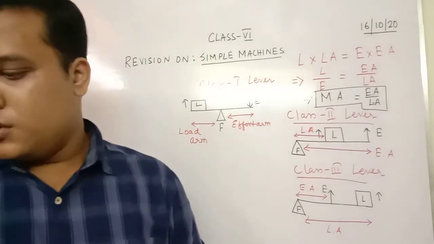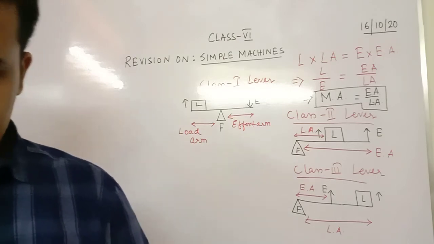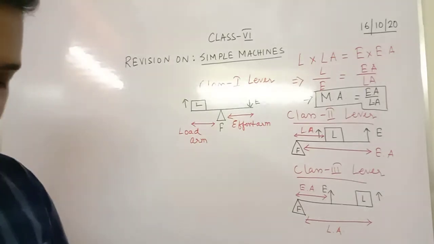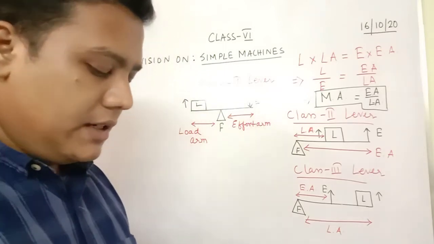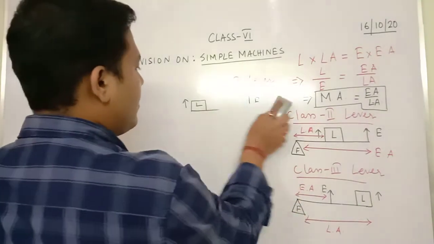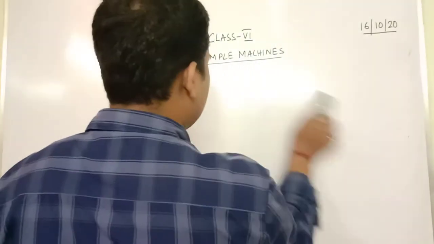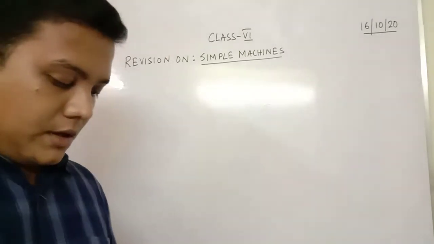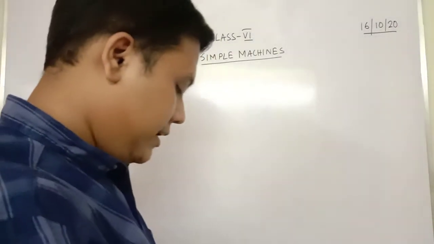Okay. So I'm stating one more example which is given in your book on page number 72. If you see example number 2, it is said that the effort arm of a lever is 120 centimeters long and the load arm is 80 centimeters long. So let us solve this sum, students. The effort arm of a lever is given to you, how much? 120 centimeters.